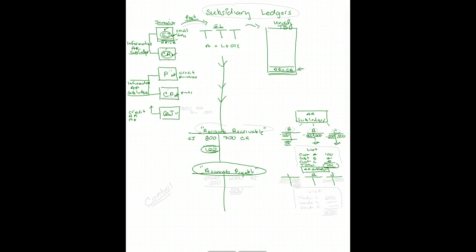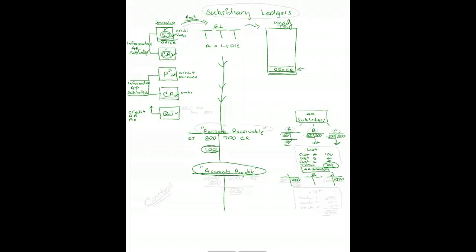So let's say you had 2 credit purchases during the month. Somewhere in the month you purchased $1,000 on credit from vendor number 1, and you would record that in your purchases journal, and you purchased $5,000 on credit from vendor number 3, and you would record that in your purchases journal. At the end of the month, you would total your purchases journal, and your credit purchases would total $6,000.